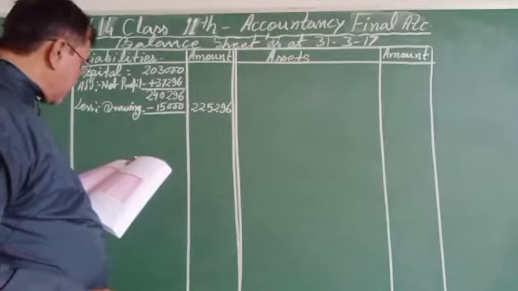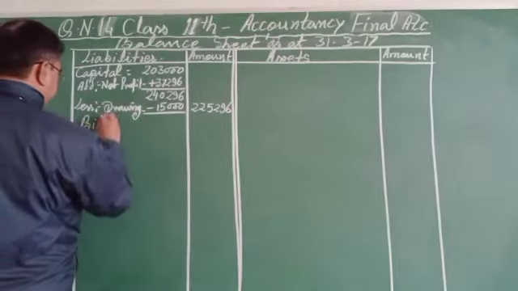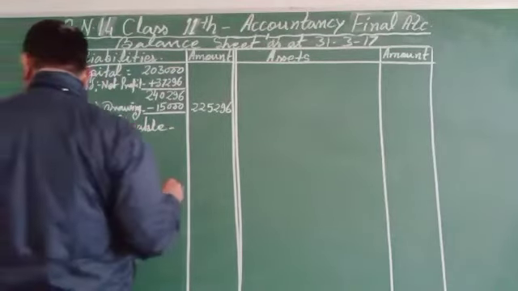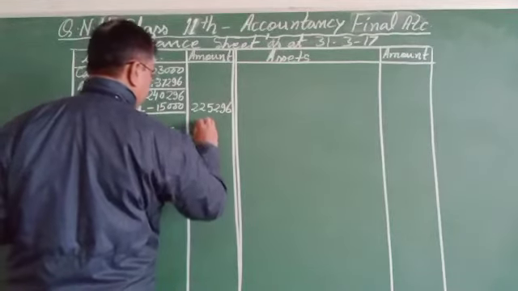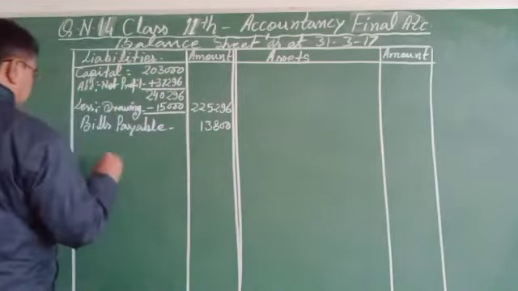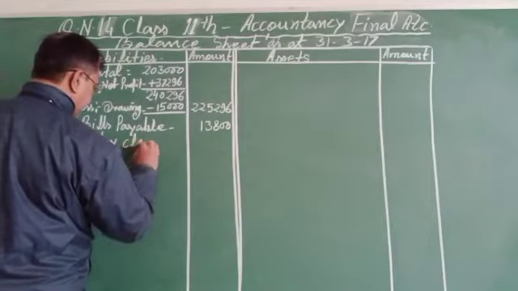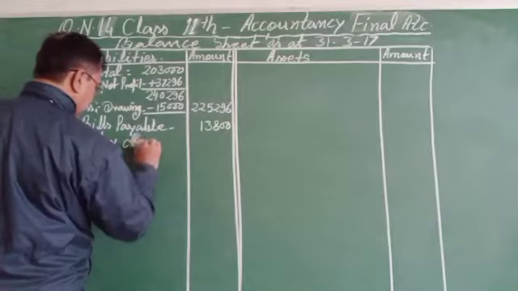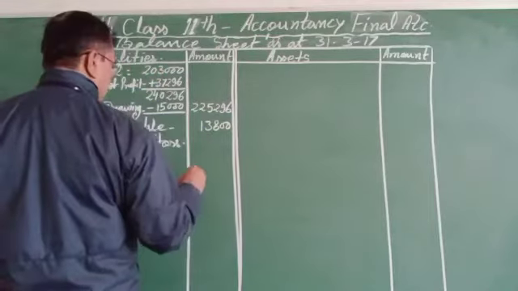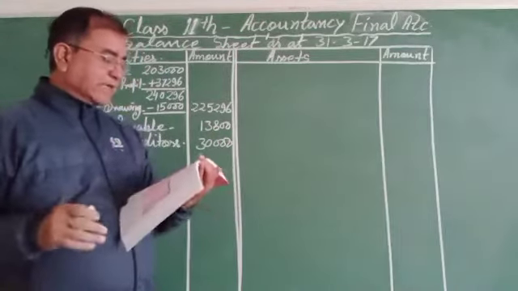Then bills payable, given 13,800. Then sundry creditors, that is given 30,000. For the rest of the items, go through the additional information.